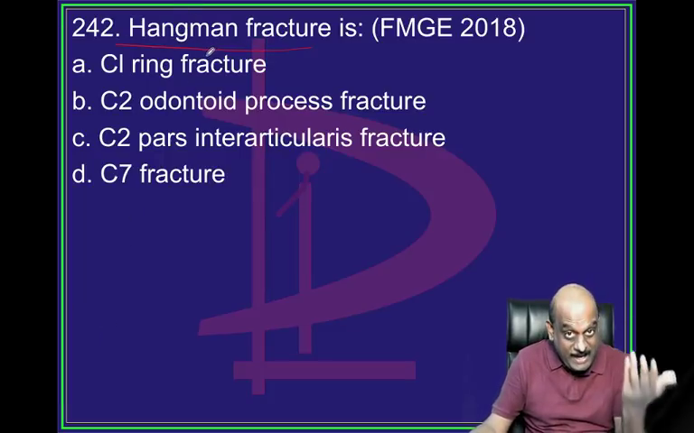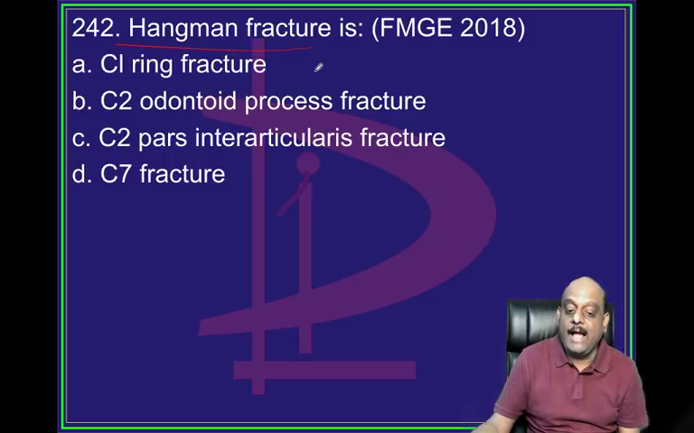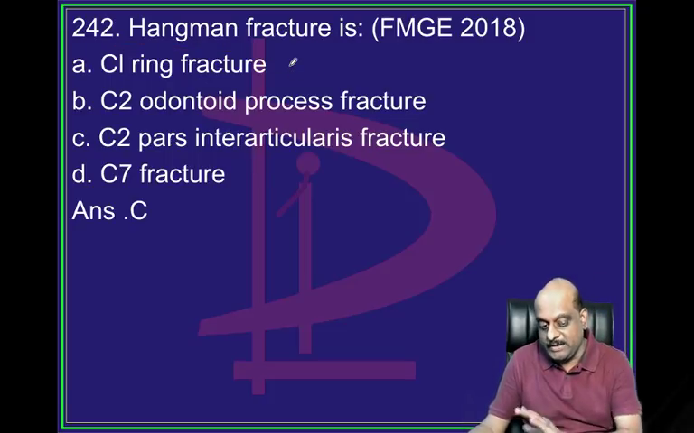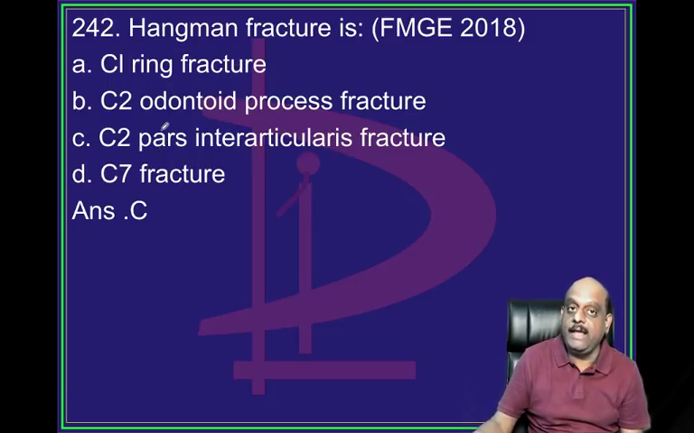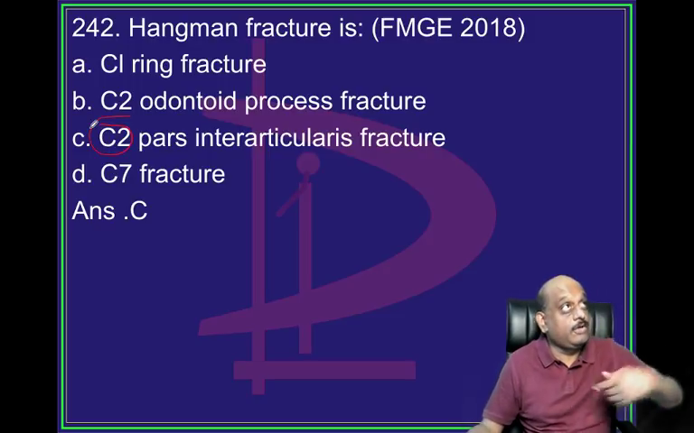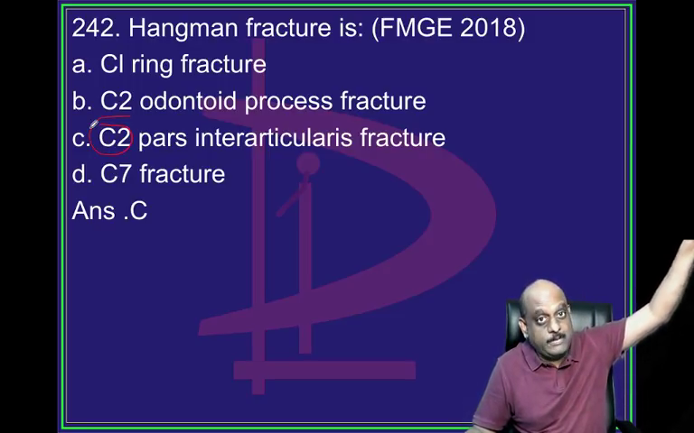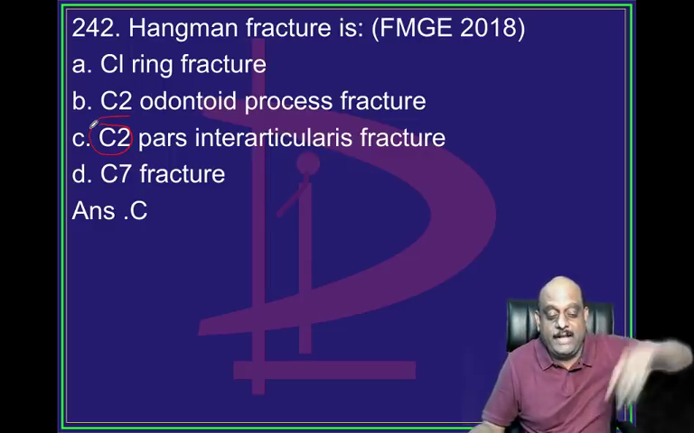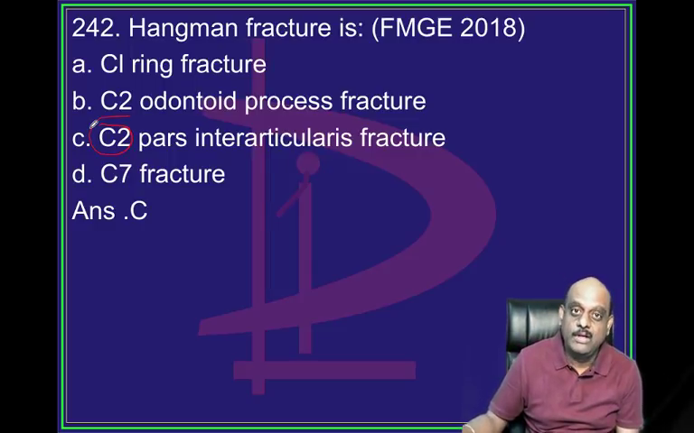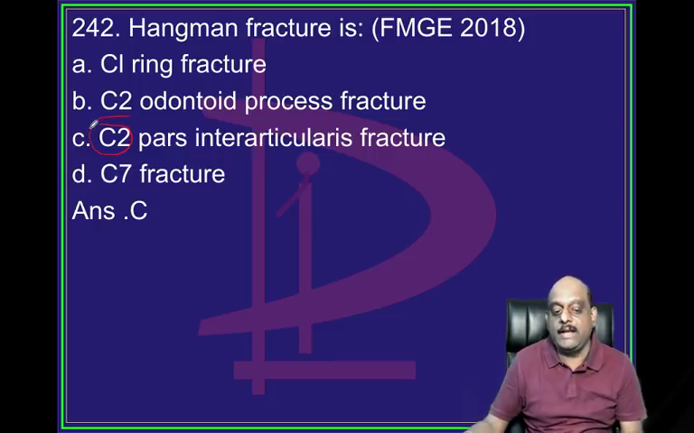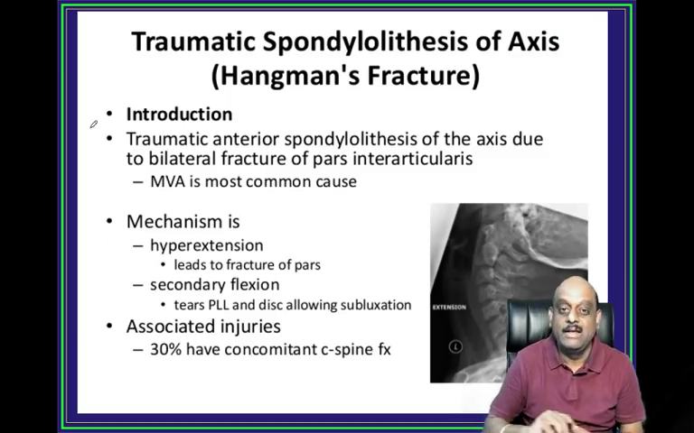Once more, same FMG question. Hangman's fracture, where do we see, doc? We see it in the C2, because you will be seeing the God. You will be seeing the God after dying. So C2, pars interarticularis fracture is called Hangman. That's the point you should remember.